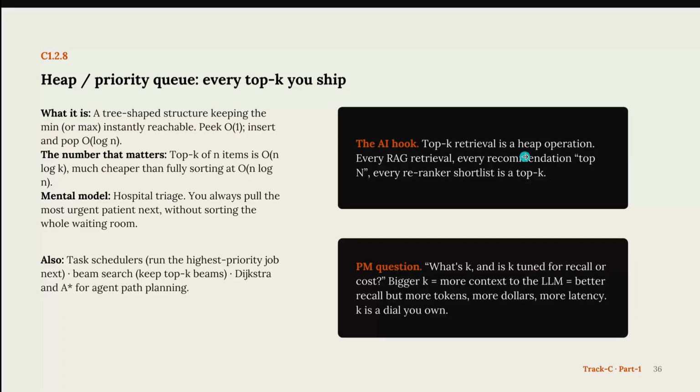Every RAG retrieval that we are trying to do, every recommendation of top n, every ranker shortlist is all a top k framework or model. So the PM's question is going to be, what's k, and is k tuned for recall or cost? Bigger k means more context to the LLM, better recall, but more tokens, more dollars, more latency. K is a dial you own.